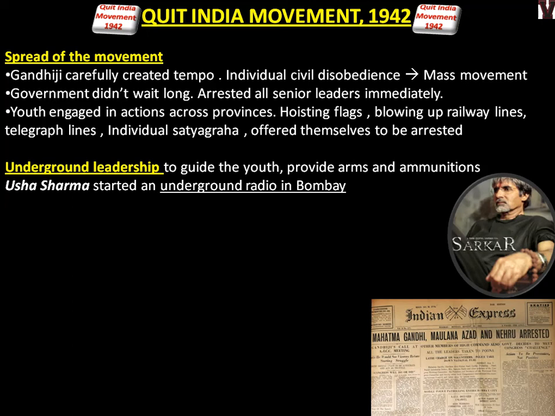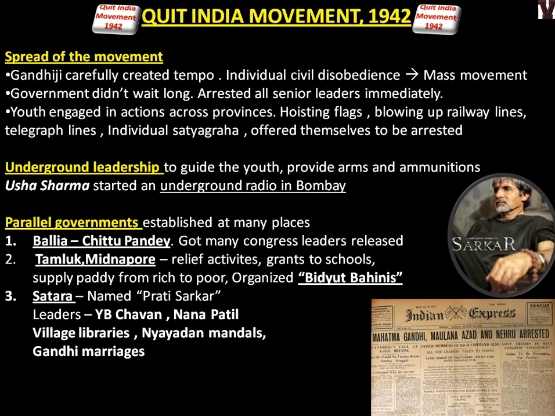Usha Mehta, an important name, who started an underground radio in Bombay. Please remember the name. Parallel governments were established at many places. It's difficult to remember the names, but I'll show you the list of two or three important names. Ballia, Chittu Pandey. Tamluk, Midnapore, where there were bodies like Vidyut Bahinis. Satara, where they called the government Prati Sarkar, a parallel government. Leaders were YB Chavan and Nana Patil. Village libraries, Nyaya Mandals, Gandhi. These were all activities done by YB Chavan and Nana Patil at Satara.